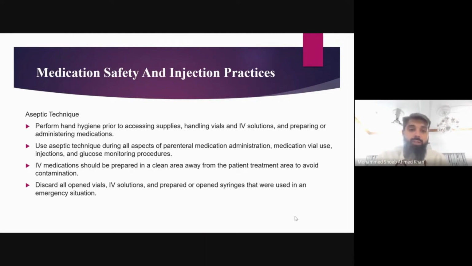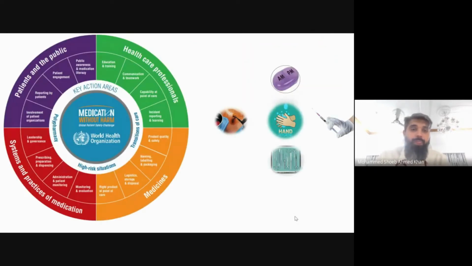IV medication should be prepared in a clean area away from the patient treatment area. It should be made, reconstituted, and brought, and then given to the patient just to prevent contamination. And all open vials and IV solutions, if not used fully, should be discarded appropriately in the appropriate bin, sharps into the white bin. So these are the key action areas where we can look to prevent these infections.